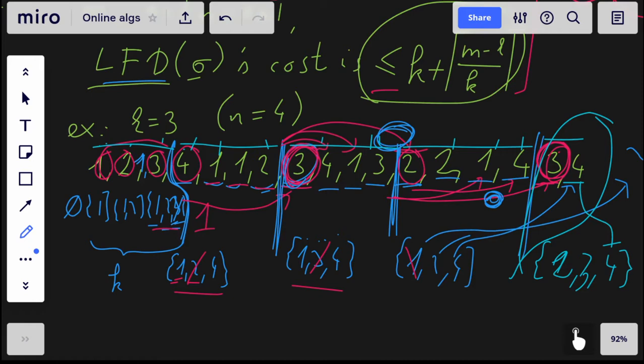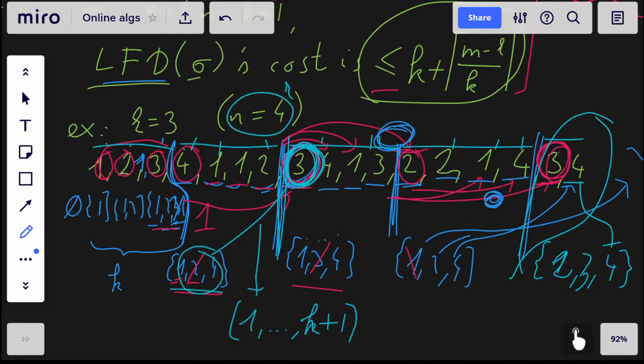Now, all the other phases will contain k different elements. Why? Because at the end of a phase there are k elements in the cache, and there is this (k+1)th element which just arrived and is not in the cache. Together these are all the elements, 1 up to k+1. That's why we are at the end of a phase here: this guy is a new element, and these are k different ones, so in total I have k+1 different elements.